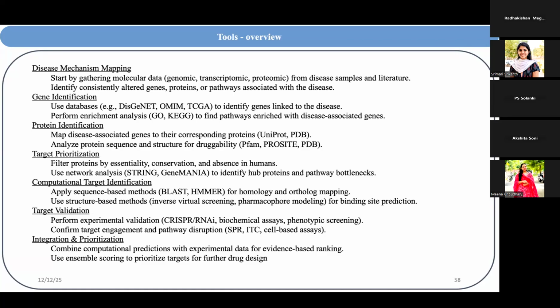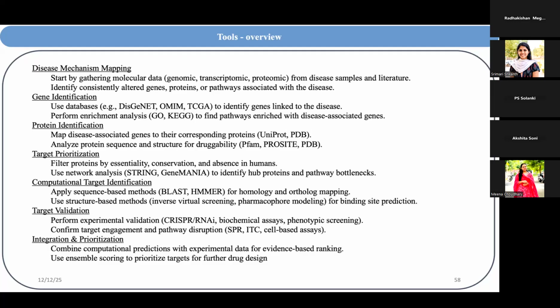And then target prioritization. So here we filter the proteins by certain parameters like essentiality, and how well it is conserved across the species. And in case of microbial targets, it should be absent in humans. And also we use network analysis tools to find the hub proteins in the data. And then we move on to the computational target identification.